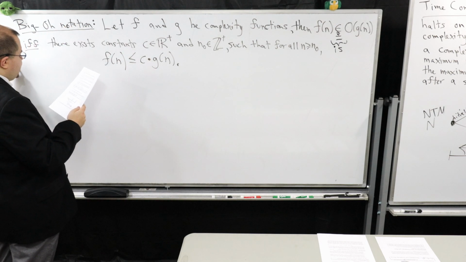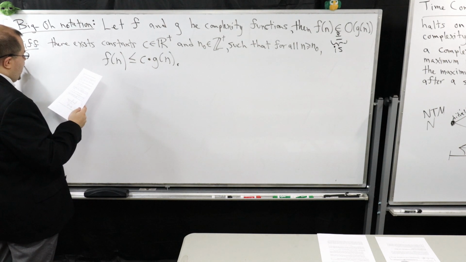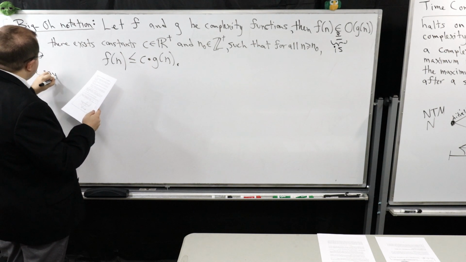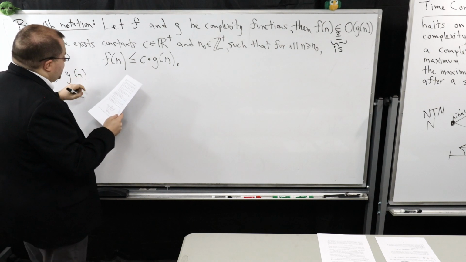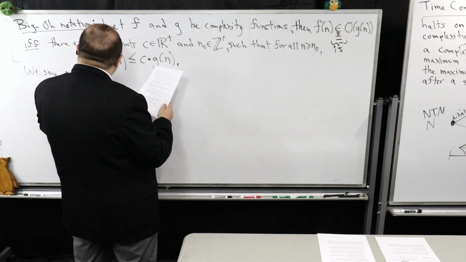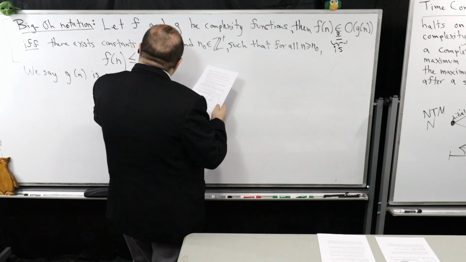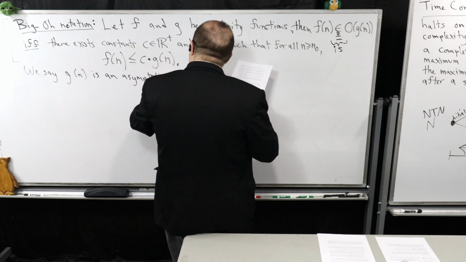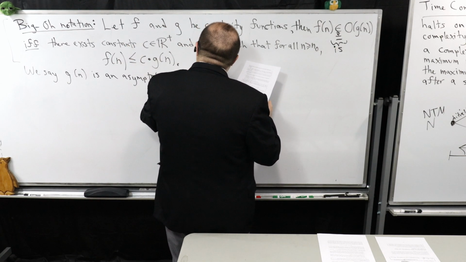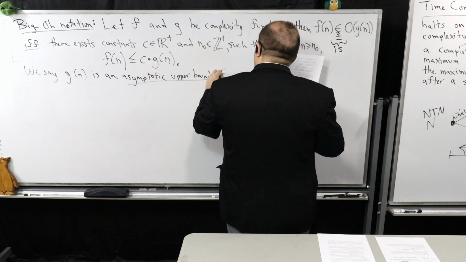Okay, so just to be clear, that's our definition of big O. We say G of n, we say G is an asymptotic upper bound for F.